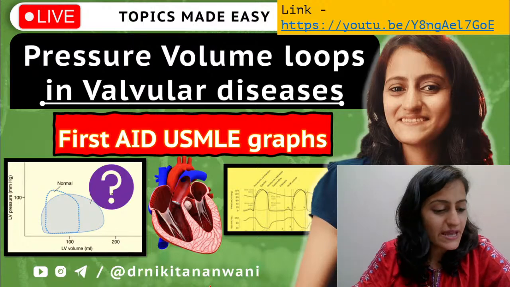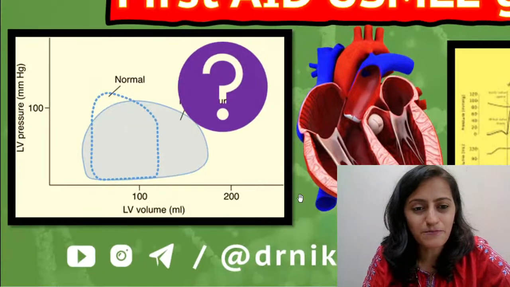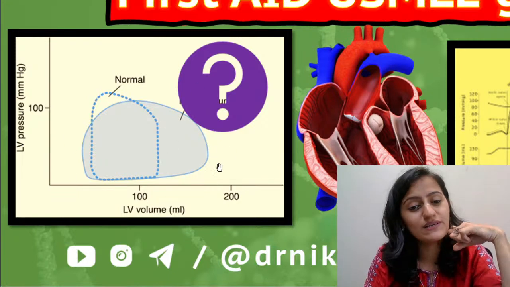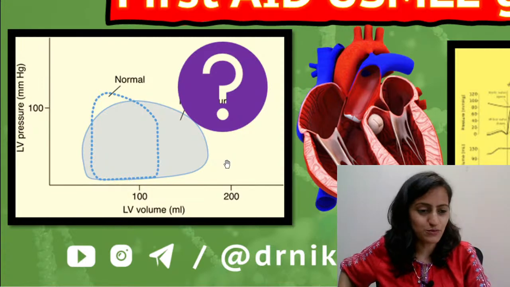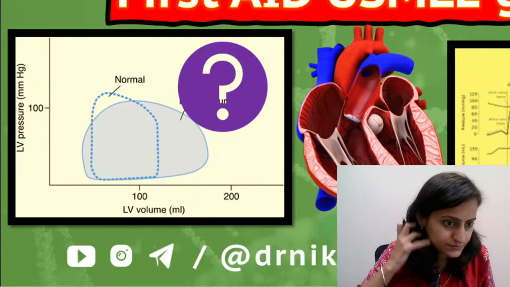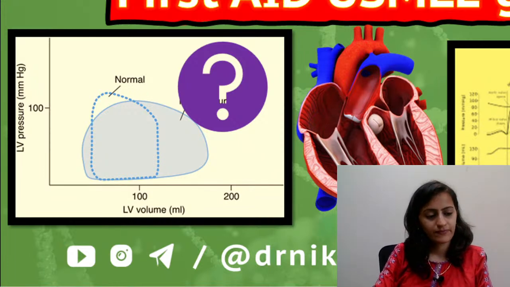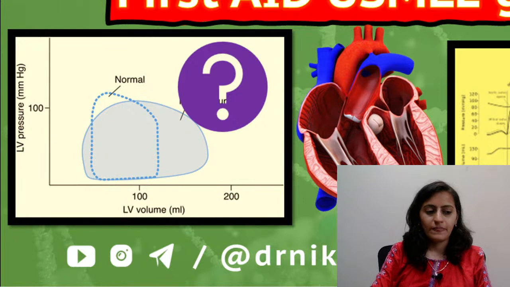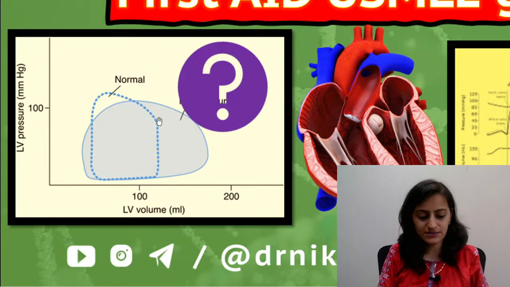Okay. Since we discussed this topic yesterday, this is a question I want to ask you. Tell me what valvular lesion is depicted here in this pressure volume loop. What do you think? Which valvular lesion is this?